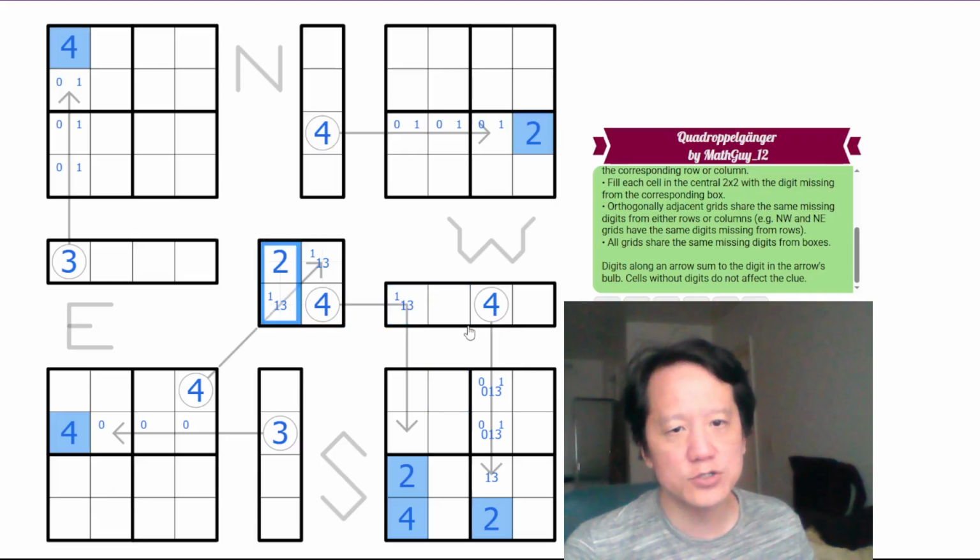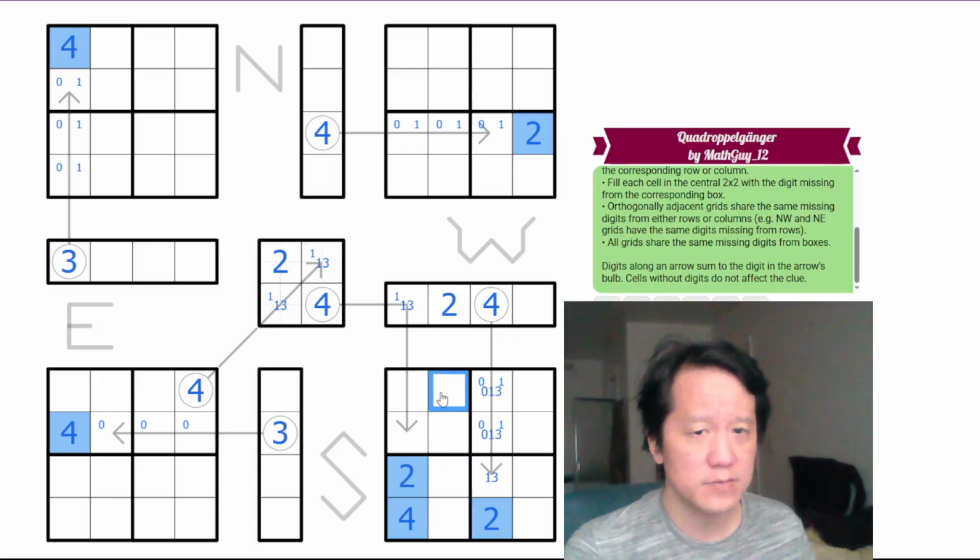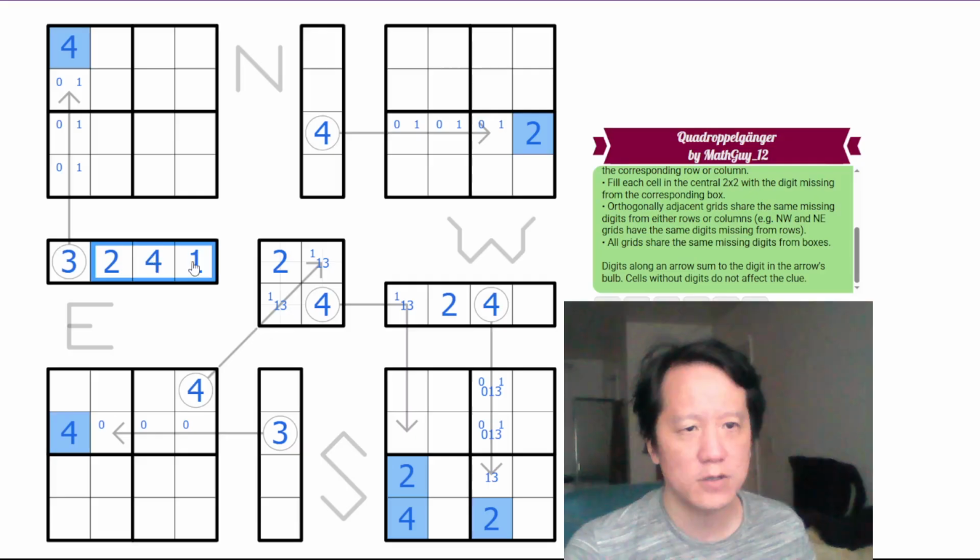Where are we missing 2 in that column then? It would have to be here. So far this is looking fine. I don't know. 2's missing there. 2's missing here. This is 1, 4 as a pair. This can't be missing a 4, so it's missing 1, which makes that 4. So far this is looking fine.